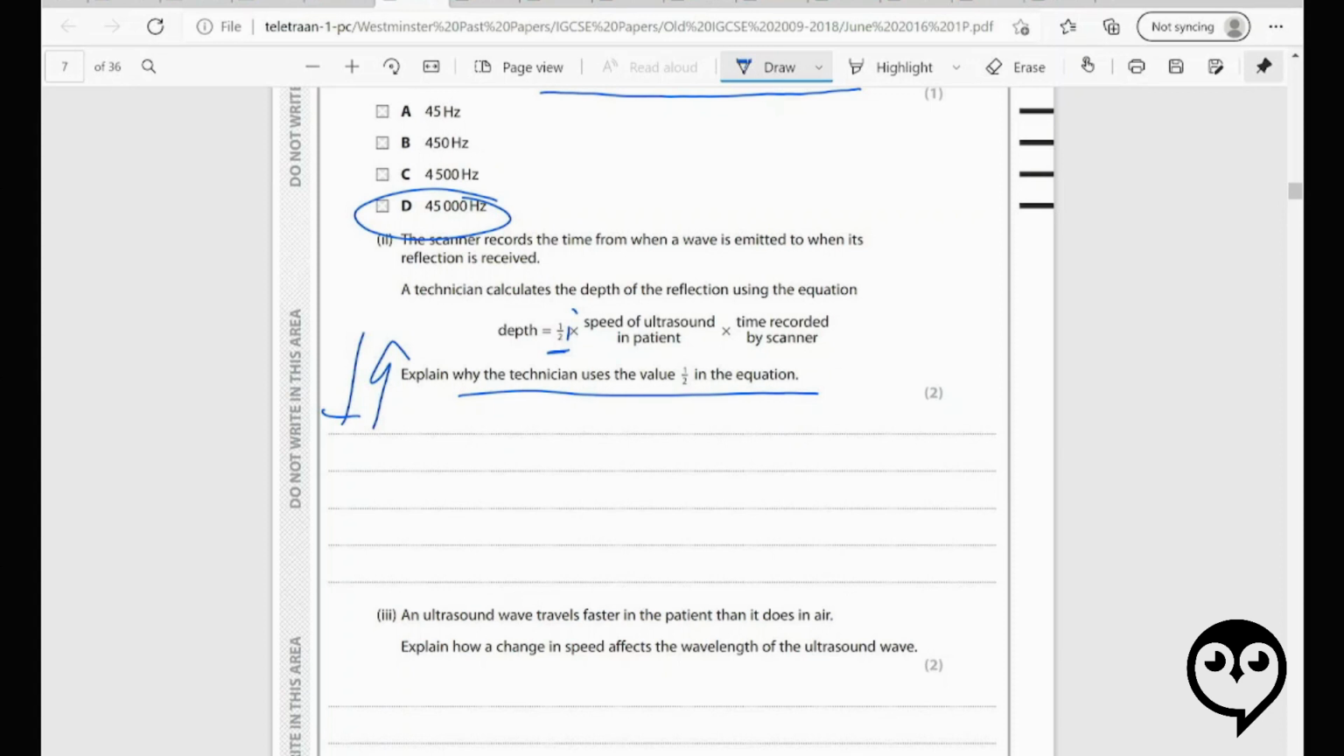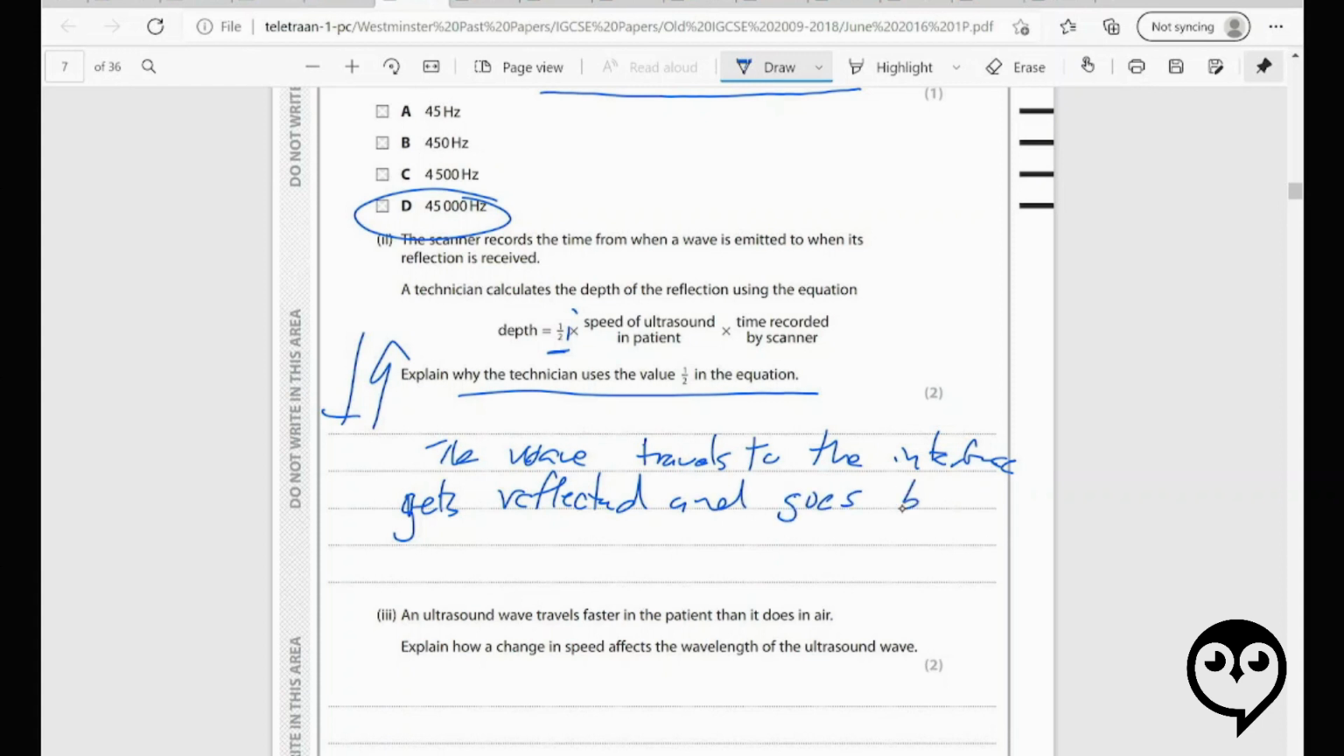Explain why the technician uses a half. Well, that's basically it. That's what we've said. The wave travels to the interface between the two media, gets reflected, and goes back.